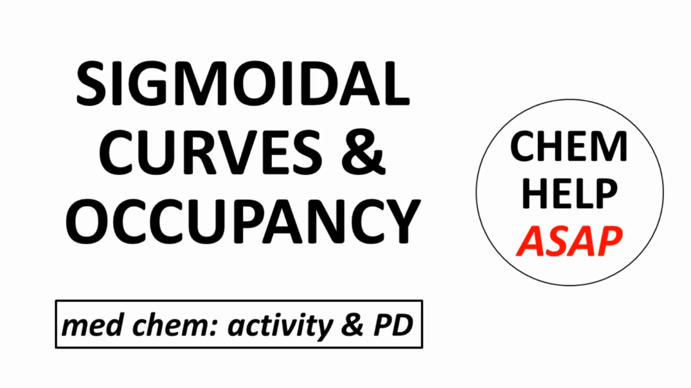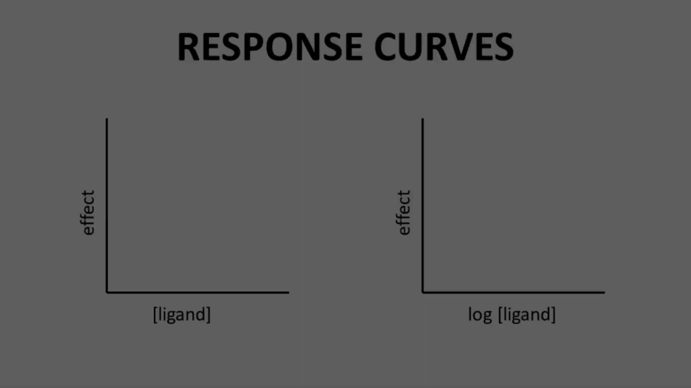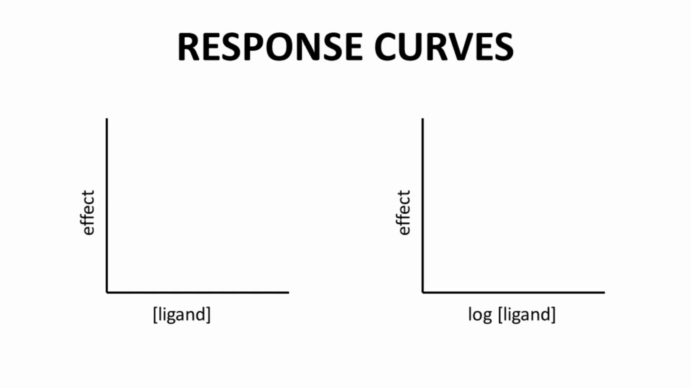Why are activity curves so often sigmoidal in shape? Let's see why this is typically true. Here we have two sets of axes. One is the effect of a ligand versus ligand concentration. The other, on the right, is the effect of a ligand versus logarithm of ligand concentration.